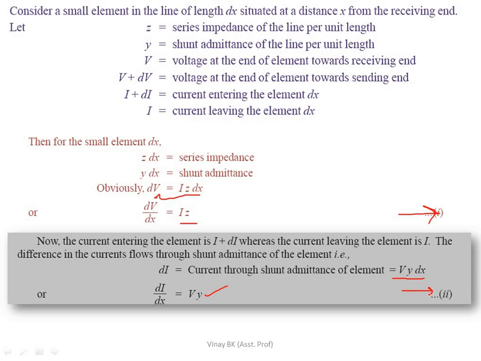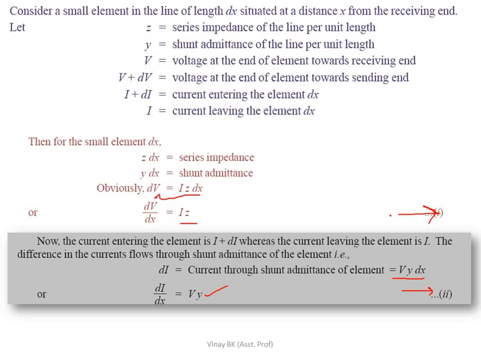So I'll go to the next slide. For this, what we are doing is differentiating equation 1, that is, dV/dx equals I into Z. Differentiate this expression with respect to x.